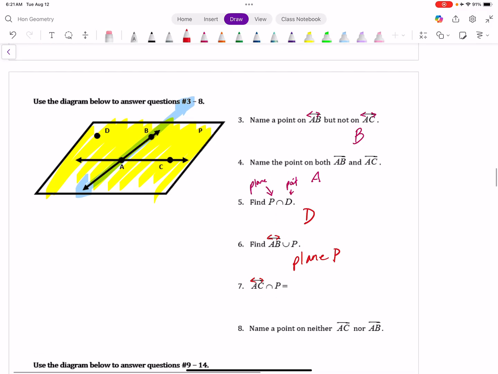So next up, line AC. Okay, so line AC. There's that line.